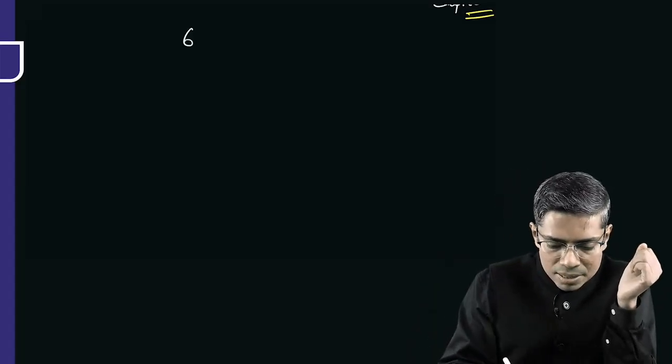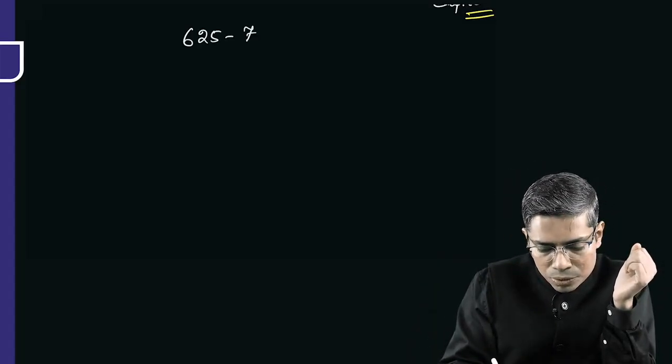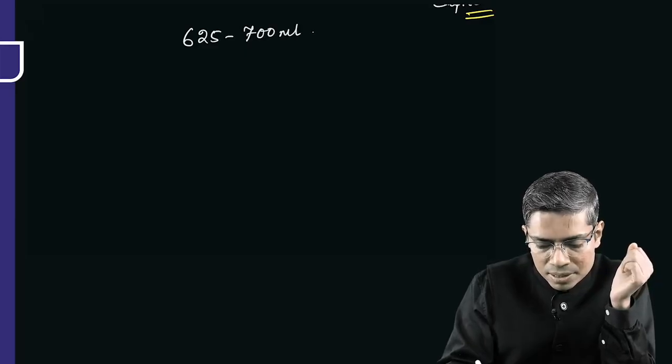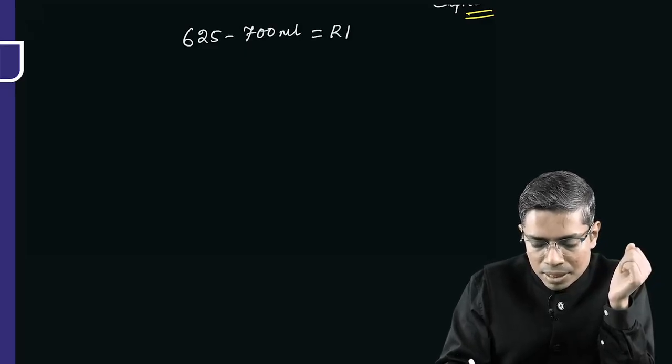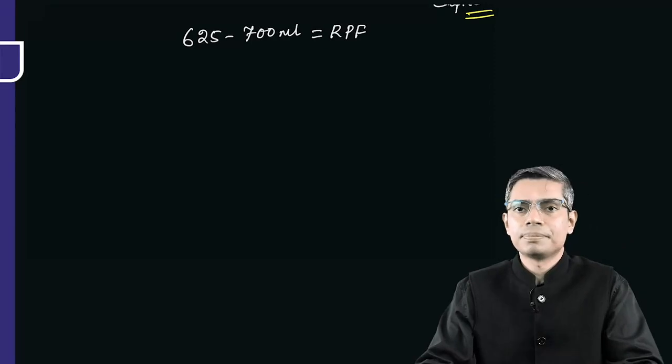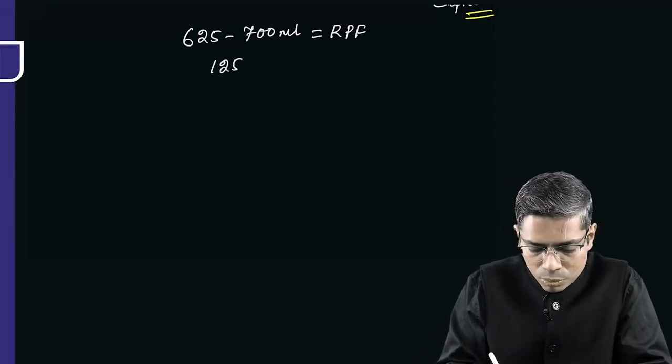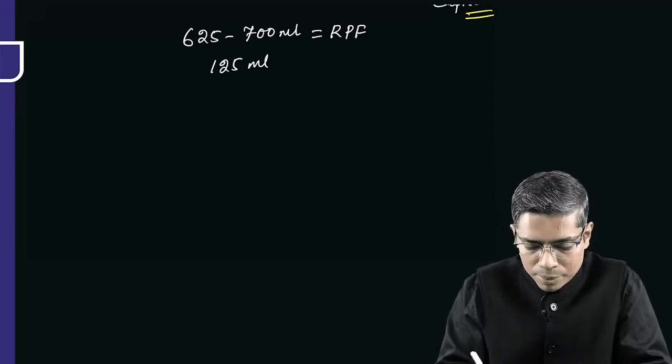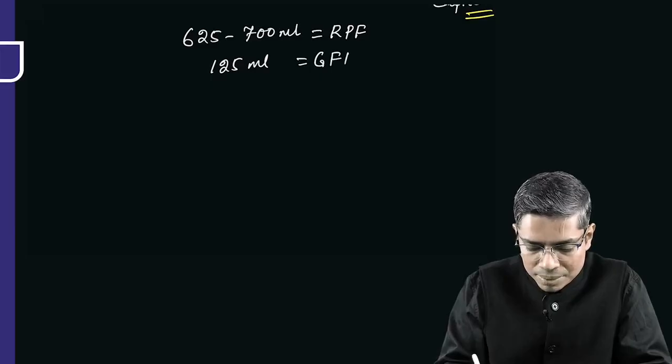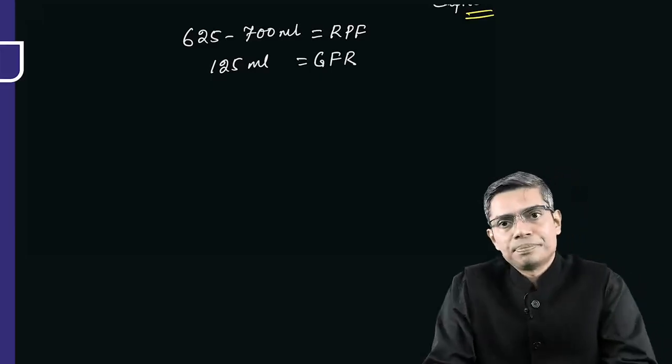Now, think of certain normal values. I told you already that the total volume of plasma which is flowing in the glomerular capillary in 1 minute is 625 to 700 ml. What is this? This is nothing but the normal renal plasma flow, RPF. And what is the normal GFR? That is 125 ml per minute. That is the normal GFR. Both values are for 1 minute only.